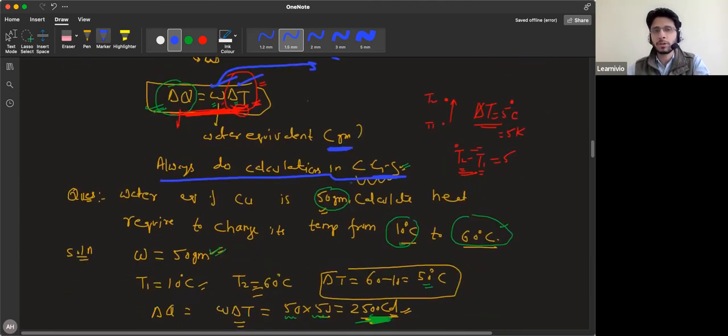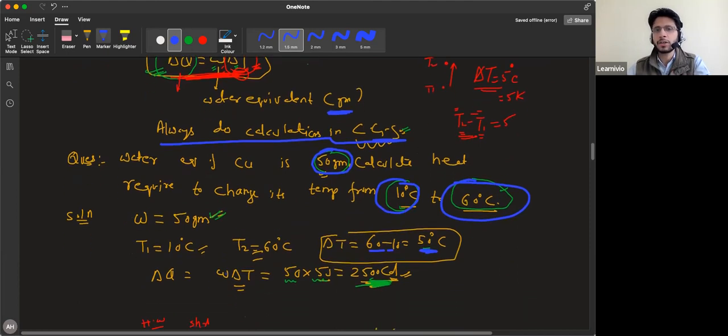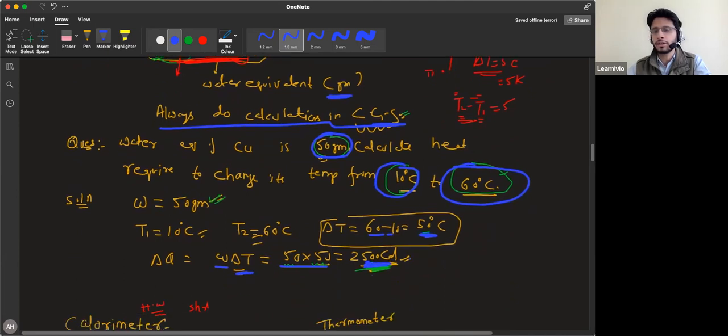See the simple example. Water equivalent is 50 gram. Find the heat required to change the temperature from 10 degrees Celsius to 60 degrees Celsius. It's a simple thing. Delta T is 60 minus 10, which is 50. And delta Q will be water equivalent multiplied by delta T, 50 into 50, which is 2500 calories. Now, if you want to convert this into joules, you can do 2500 multiplied by 4.2. This is the heat required.